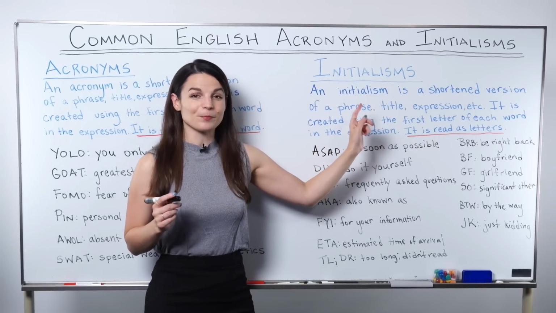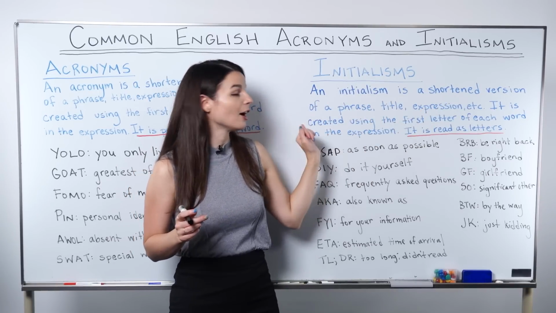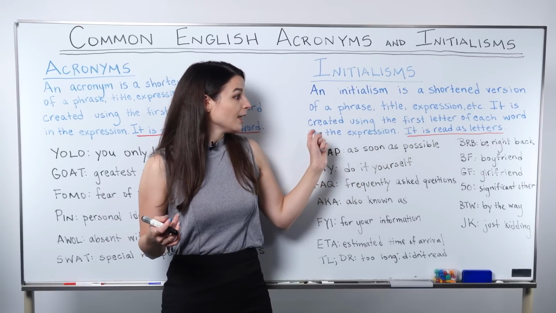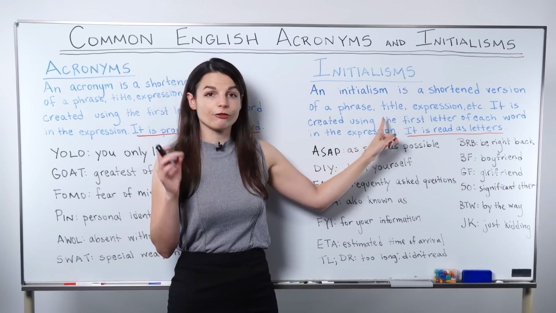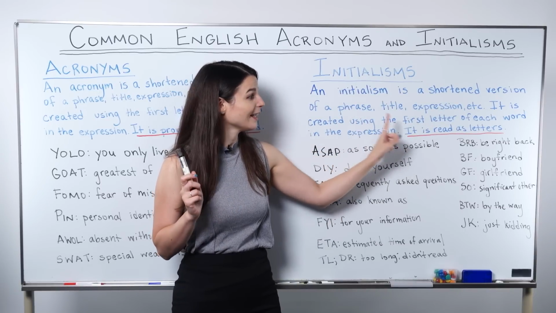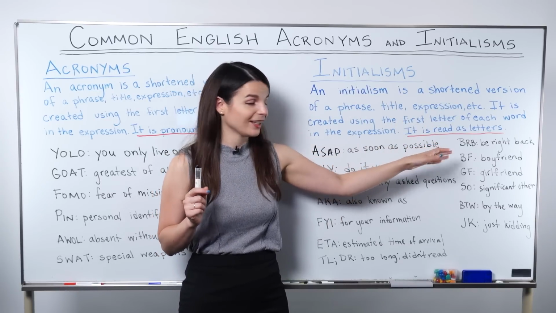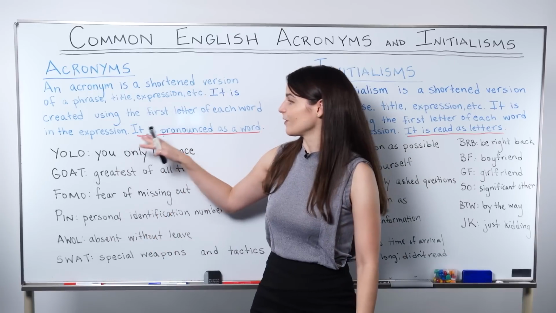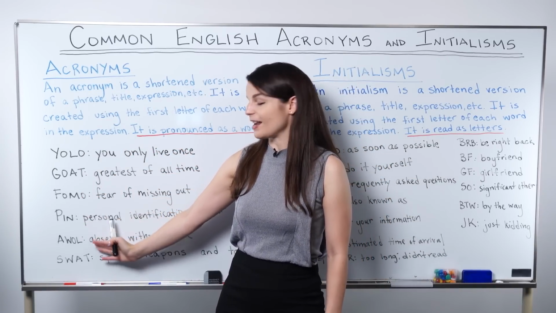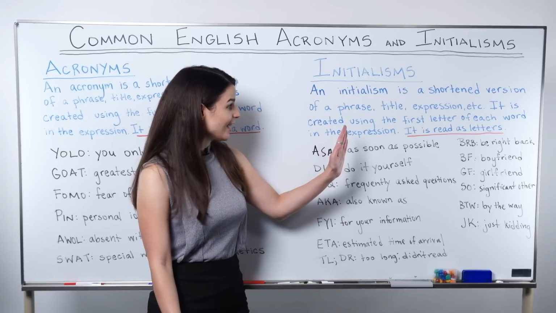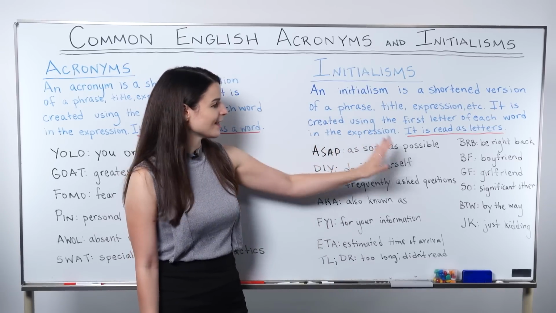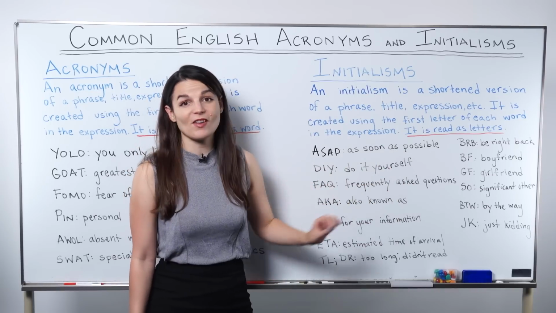An initialism is a shortened version of a phrase, title, expression, and so on. It is created using the first letter of each word in the expression. It is read as letters. This is the key difference from this first group of acronyms here. We read these as words, FOMO, PIN, AWOL, and so on. These, however, are read as individual letters. So I've selected a big group of some very common ones.